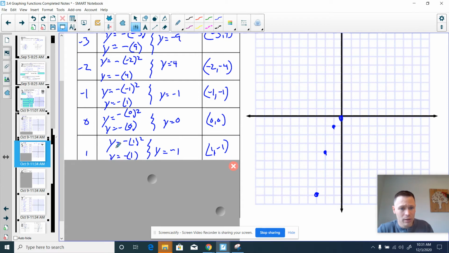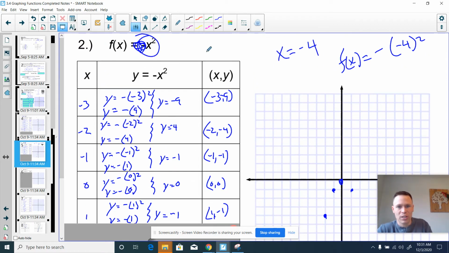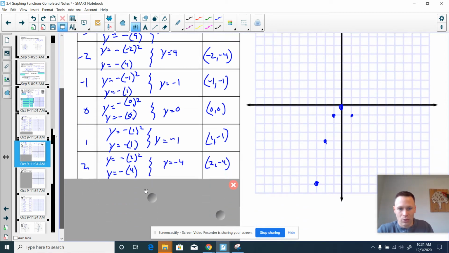I think that's pretty clear. If I do 1, that's just like positive 1 squared is 1. Take the opposite of that. I still get negative 1. And so again, when we have a squared function, we expect to get some type of curve, right? And that's what's happening. So I get negative 4 when I substitute in 2.